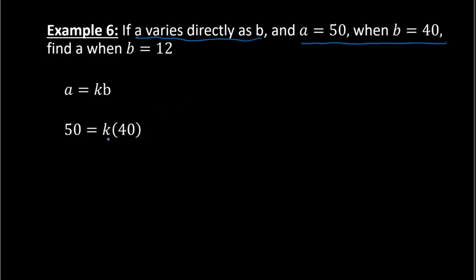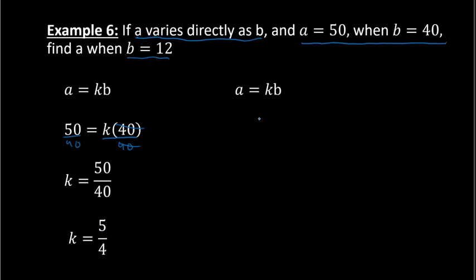So from here I can solve for k, and this is k times 40, so I get rid of the 40 by dividing. So the 40s will divide out. k would equal 50/40, which reduces to 5/4. So I have found the constant. So I'm not done yet, because my end goal is to find a. What I can do is use this equation again, a equals k times b. And I plug in k as 5/4, I plug in b as 12. So a equals 5/4 times 12.